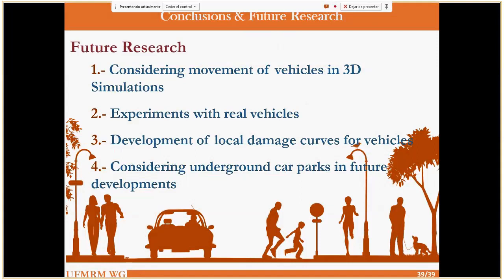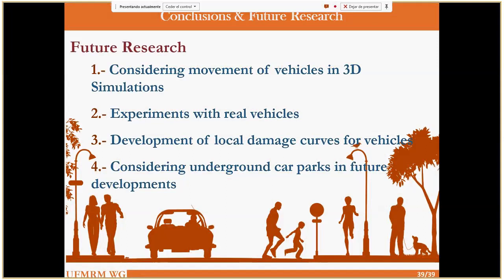Well, secondly, experiments with real vehicles would allow us to comprehensively validate the stability curves obtained through testing scale model vehicles. So we think this is probably quite expensive, but it would be very, very useful. And well, local damage curves would also increase the confidence in the damage assessment, of course, because we don't really know if the damage curves used are well fitted to our European vehicles.